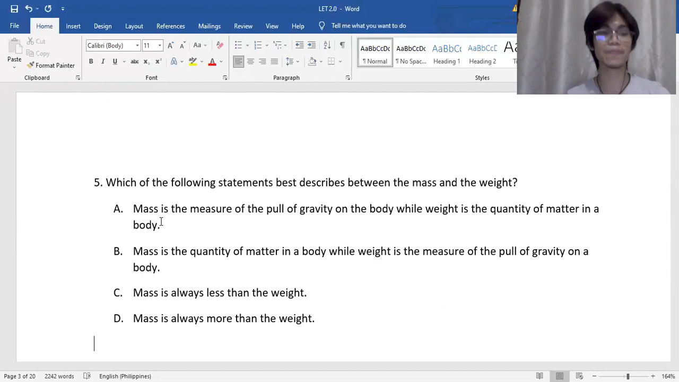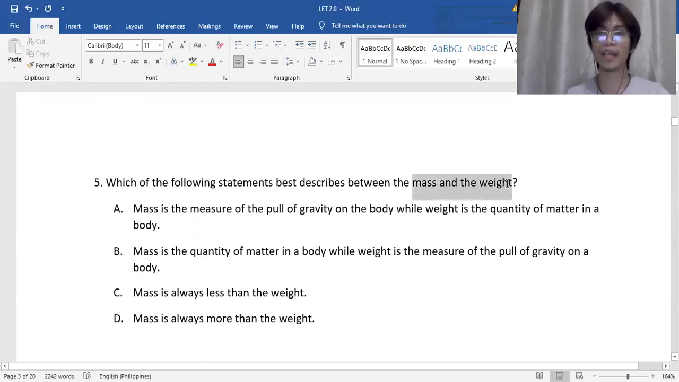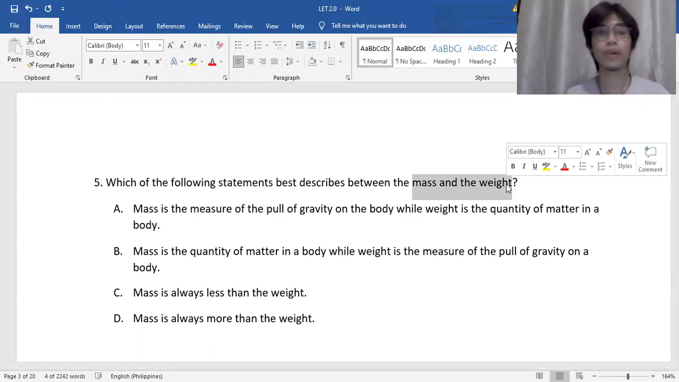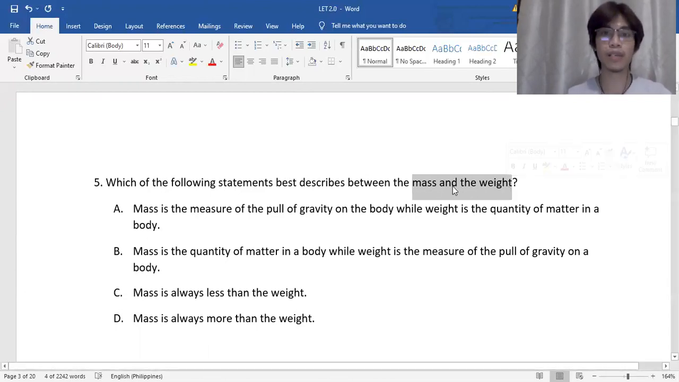So don't be confused about the difference between the two words here, mass and weight. This is the lesson of grade 3 students, very basic, but we often forget the difference between the two. So what's the answer? Let's define mass. That is letter B. The mass is the quantity of matter in a body, and weight is the measure of the pull of gravity on a body.